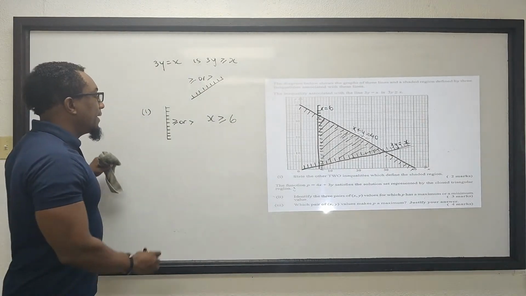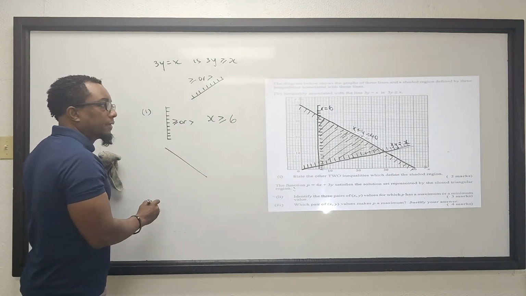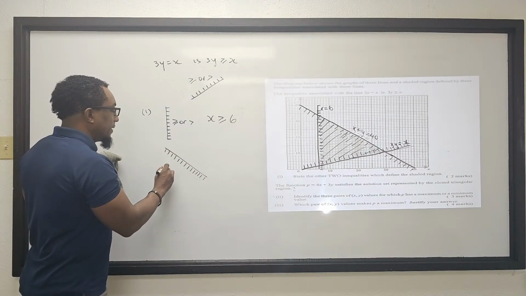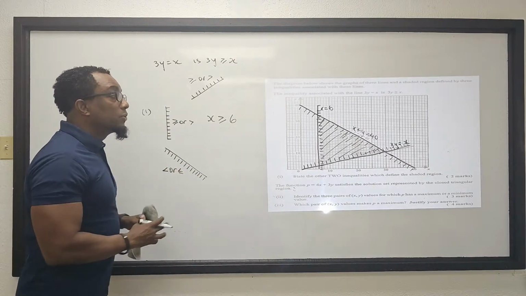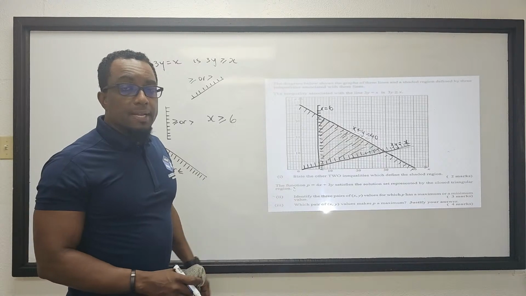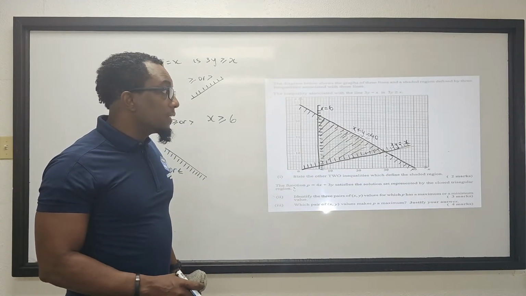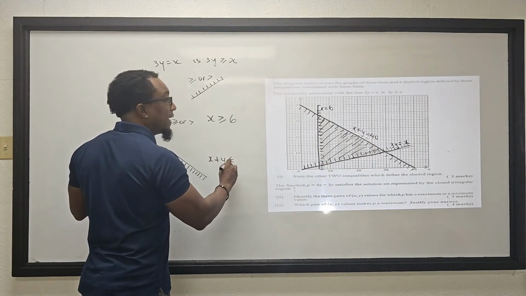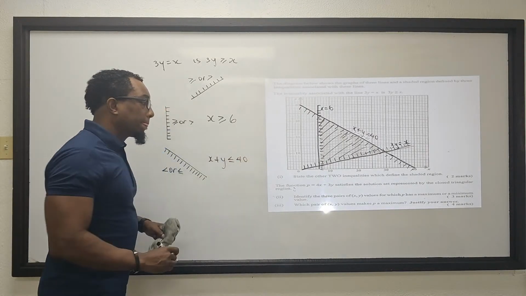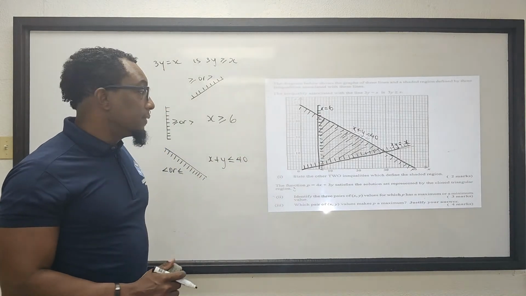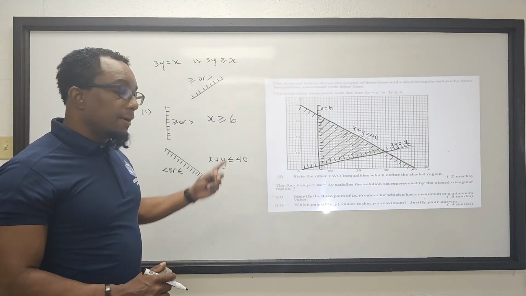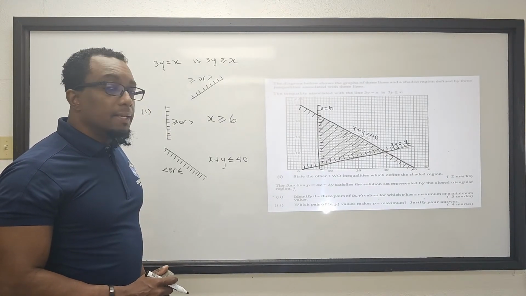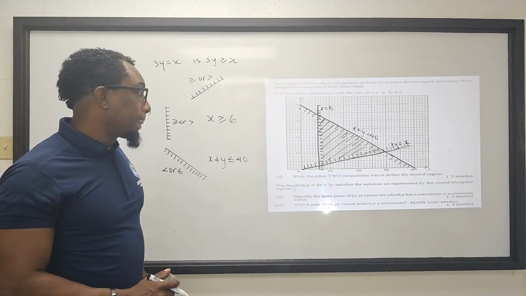Good? And if you have a line sloping this way, and we're shading below, then this is less than or equal to. Because the reference line, or the equation of the line, is solid, we're going to write our inequality as x plus y is less than or equal to 40. So those are the other 2 inequalities we can derive from the information given on the diagram.